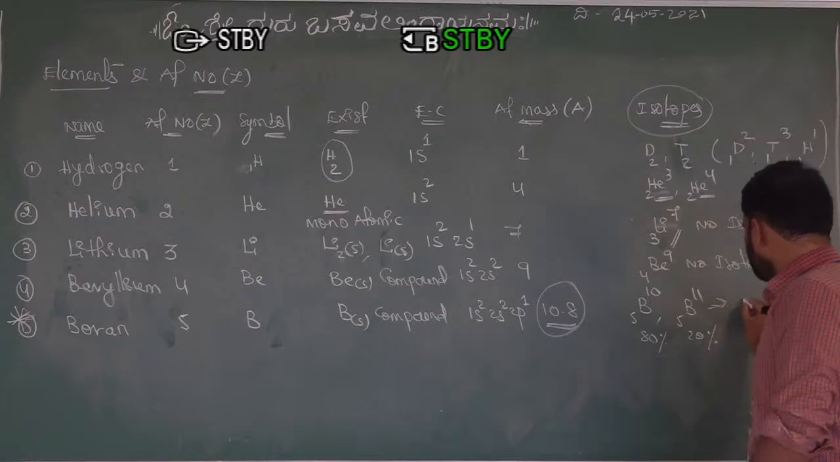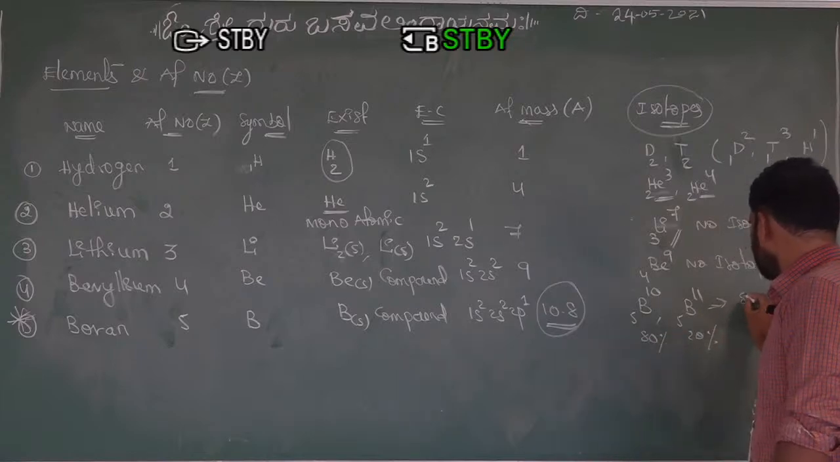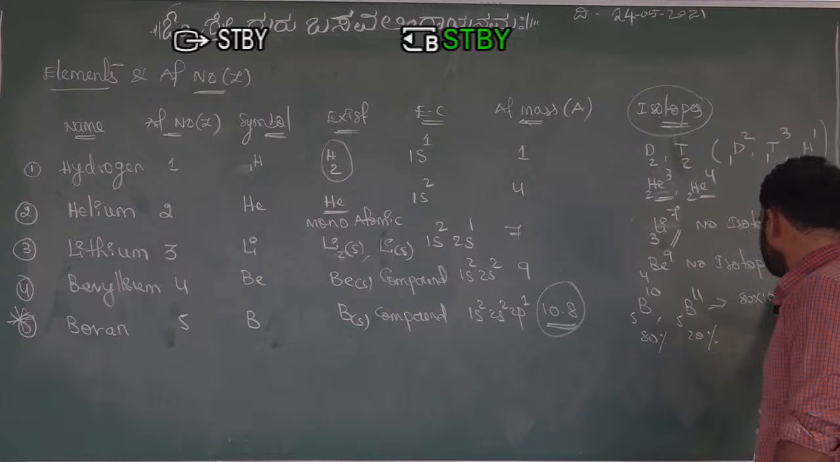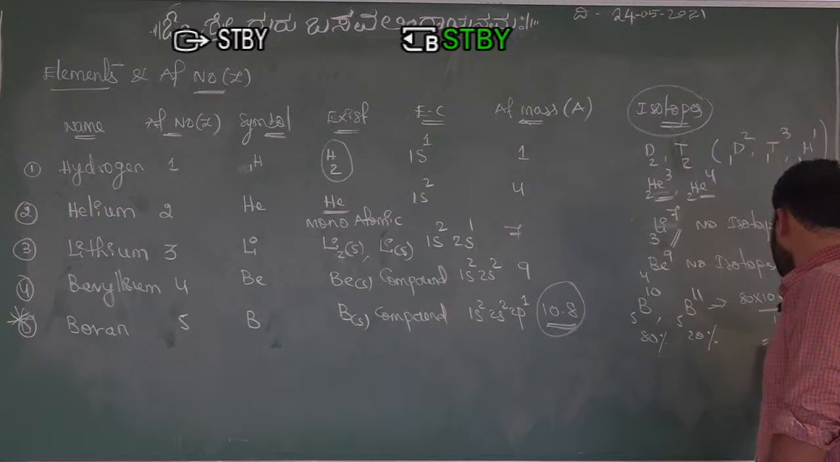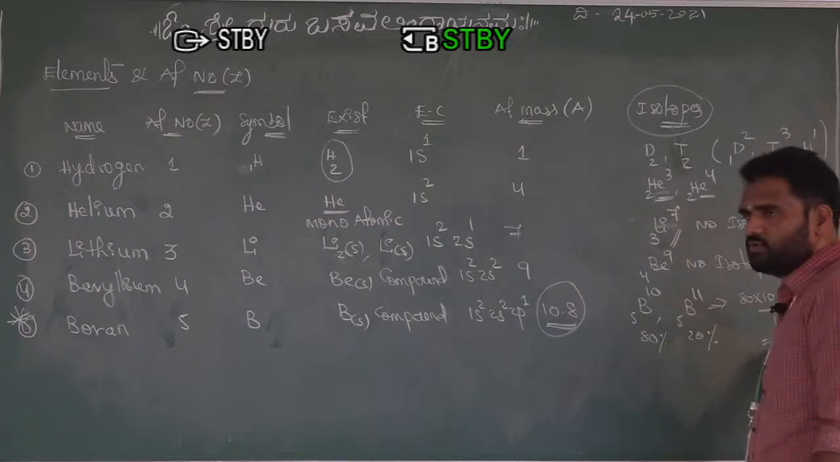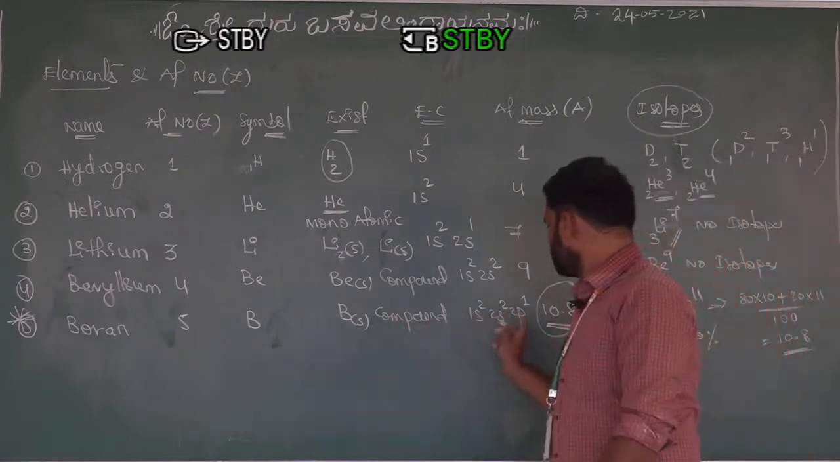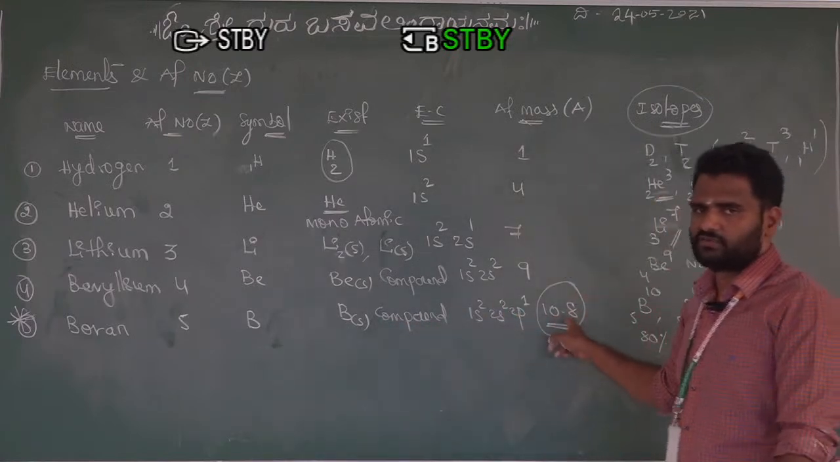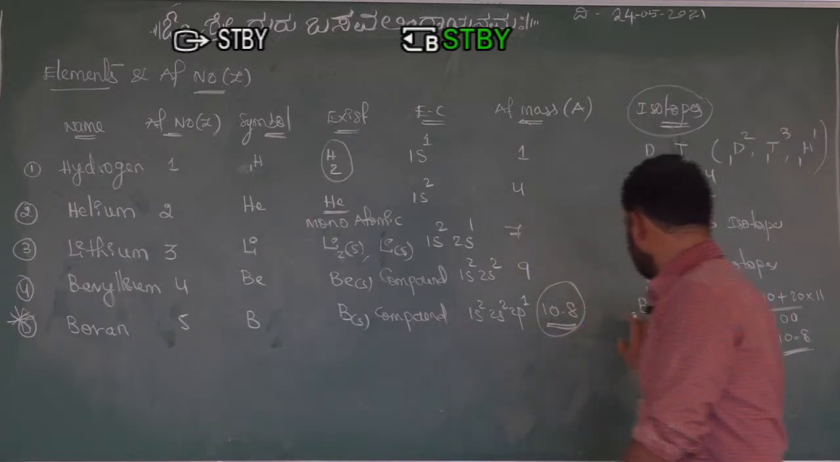If you take it here, it is the percentage of one isotope times its atomic mass plus the percentage of the other isotope times its atomic mass, divided by 100. If you solve it, you will get exactly 10.8. This is the average atomic mass, okay? Right, boron is available in two isotopes, 10 and 11.